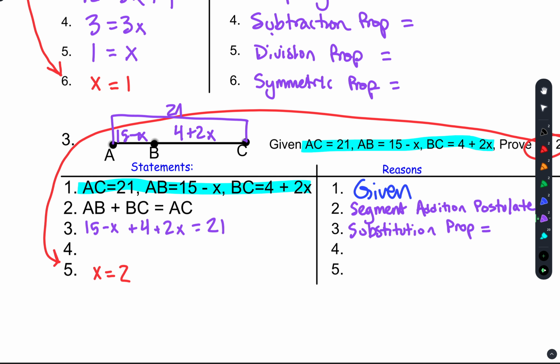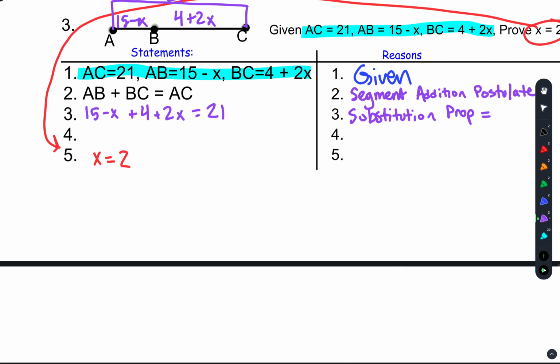What would be my next step? Gabby. Simplify, combine like terms. I have like terms 15 and 4. I have like terms negative x and 2x. And we can do combining like terms because of simplify.